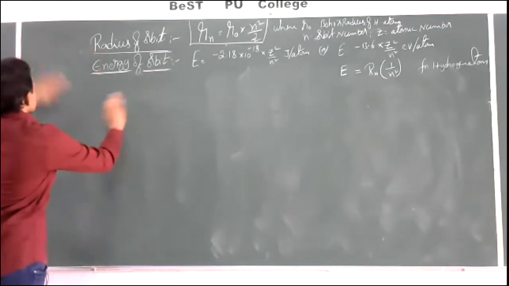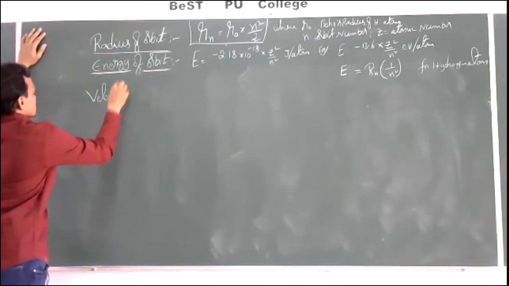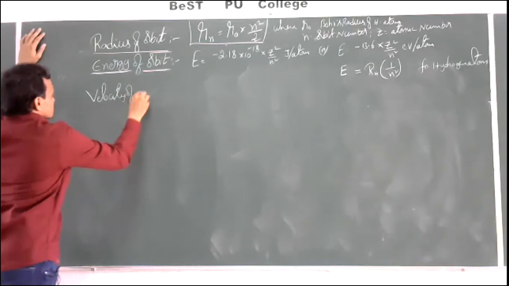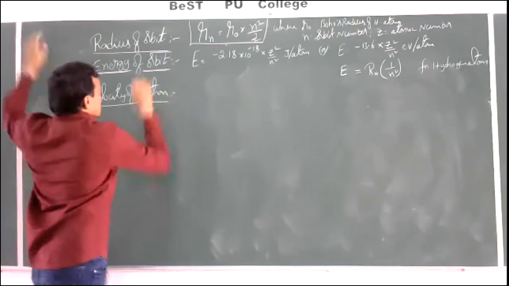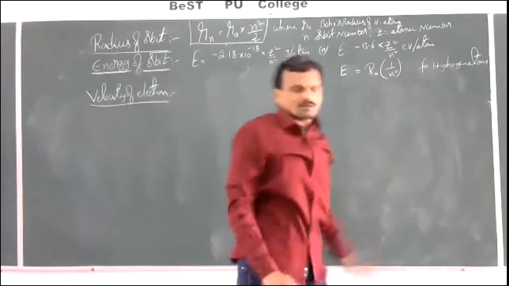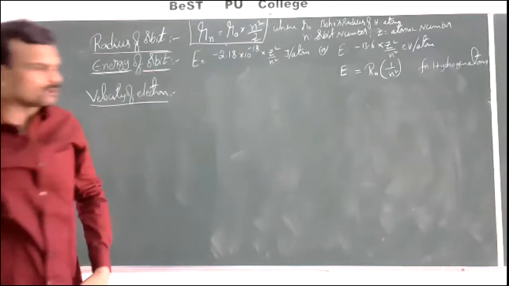Now let us see velocity of the electron. Yes, this is a derivation part, not necessary. You should just remember these formulas, that's enough. How these formulas are obtained, I'm giving derivations here for examination, not always necessary.